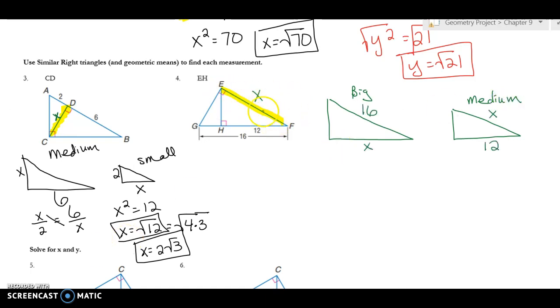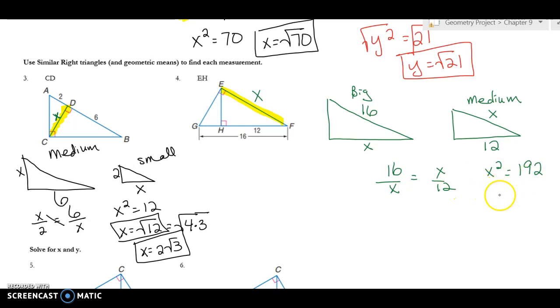So if you're looking for EH, or I'm sorry, EF, which is X, on the big triangle it's the long leg, on the medium triangle it's the hypotenuse. And so now we'll set it up. 16 over x is equal to x over 12. And so I get x squared is equal to 16 times 12, which is 192.